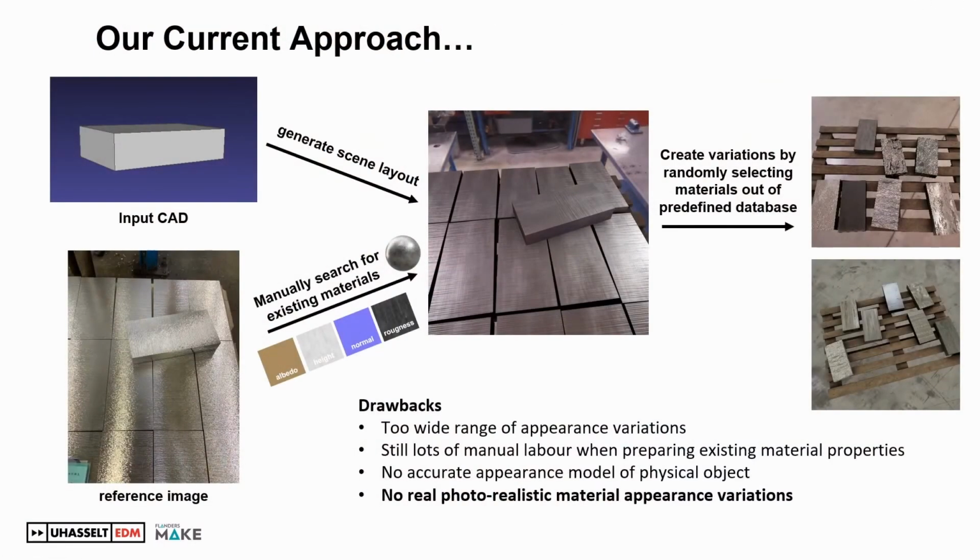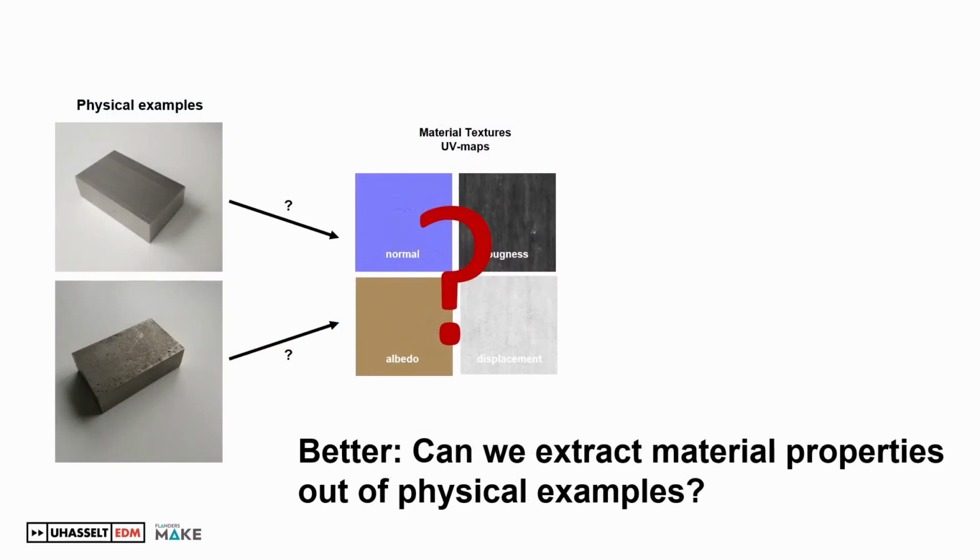So the main drawback of our current approach is that we still need to manually assign appearance properties of the object at hand. For example, suppose we have a CAD model of a metal brick and some example images of how this brick should look like, we still need to search for realistic textures in the material database, or we need to generate them ourselves, as we do with the defects. Sadly, it is almost infeasible, or at least too labor intensive to exactly resemble the appearance of the real object. One can argue that the variations in material appearance are not photorealistic enough. Instead of manually assigning these textures, wouldn't it be better to directly extract them from the physical examples?